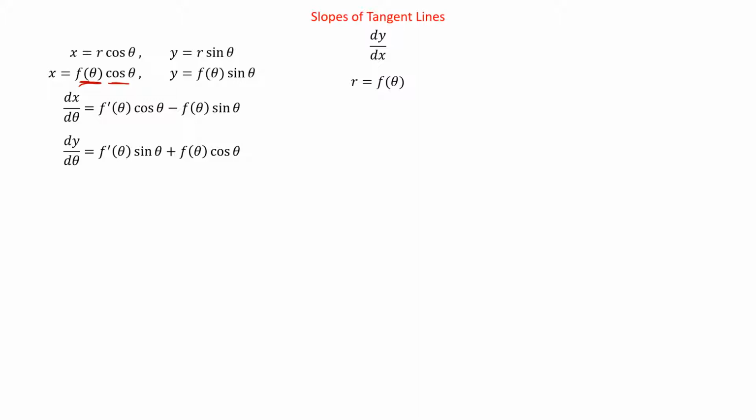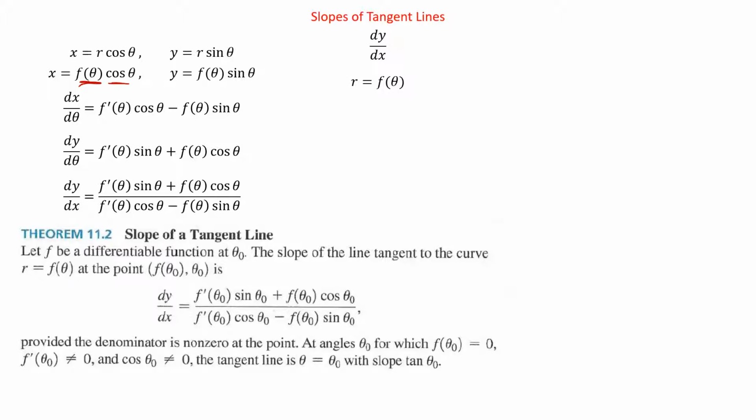And then we can put the dy above the dx to get our derivative. It's going to be f prime of theta sine theta plus f of theta cosine theta over f prime of theta cosine theta minus f of theta sine theta. Doesn't that just roll off the tongue? Like, it's just so eloquent. No, it's not. It's kind of annoying, but we can find it. That's the formula.